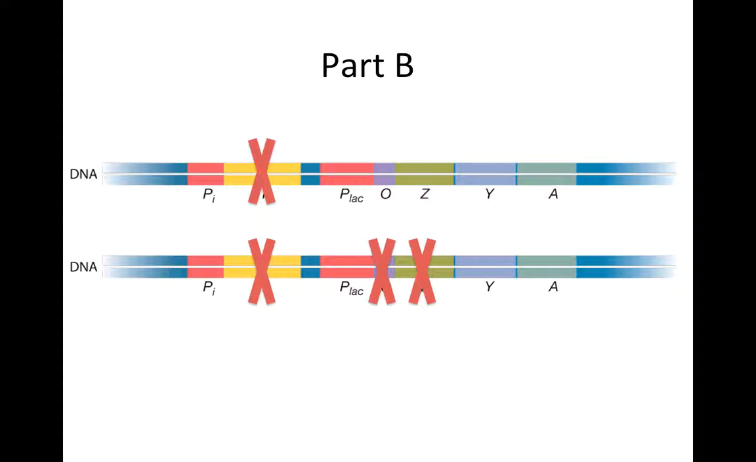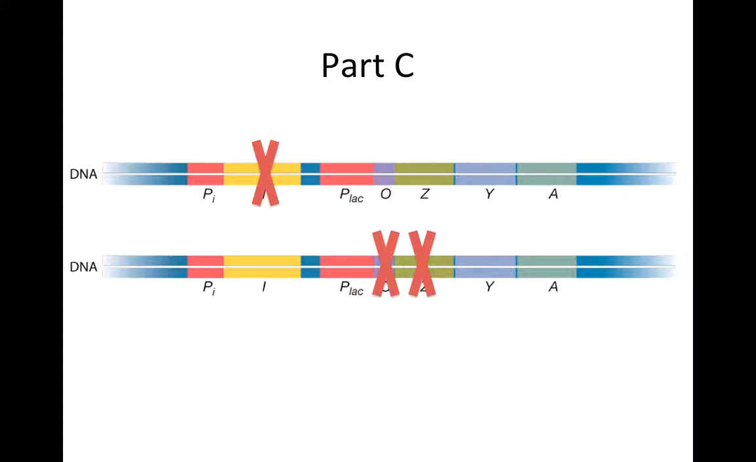Now we'll look at part B. In this situation, we can see that both repressor genes are non-functional. This means that no repressor protein is being produced, and even the DNA with a functional operator can't be repressed. The top strand is fully functional other than this one mutation, so expression of beta-galactosidase is again constitutive.